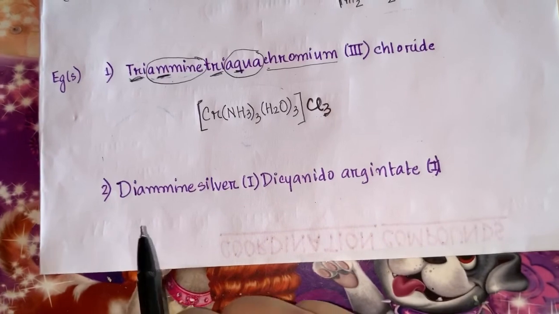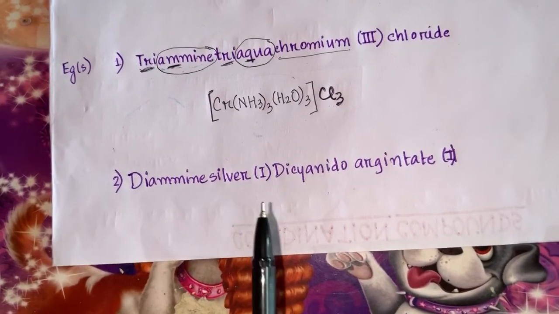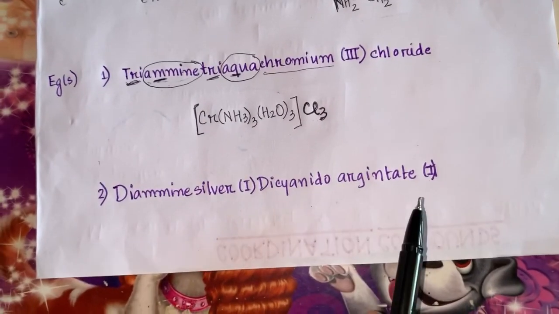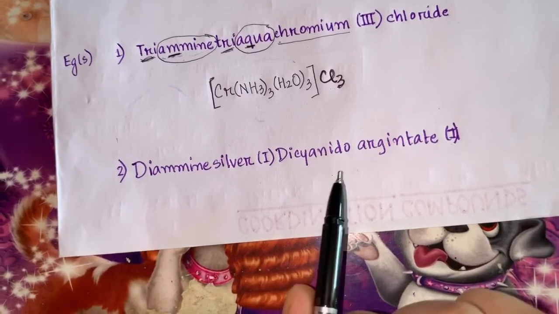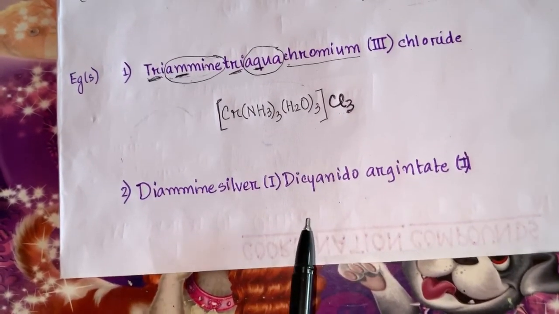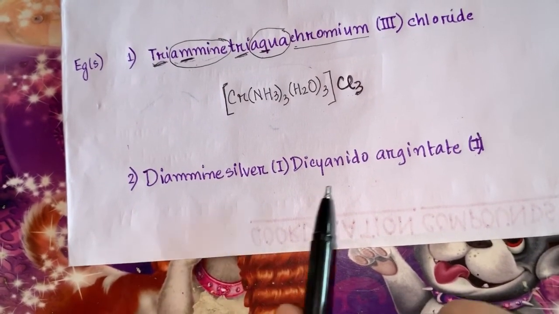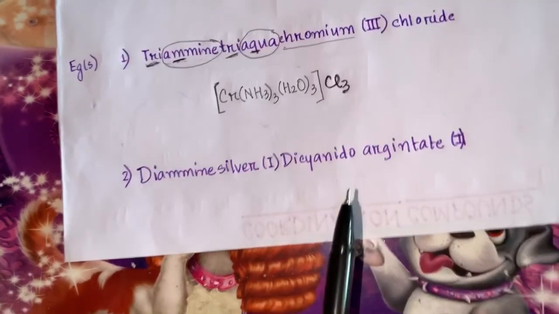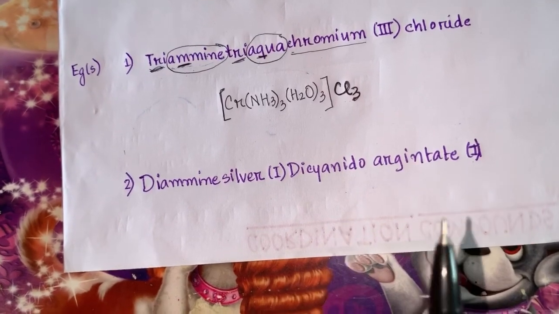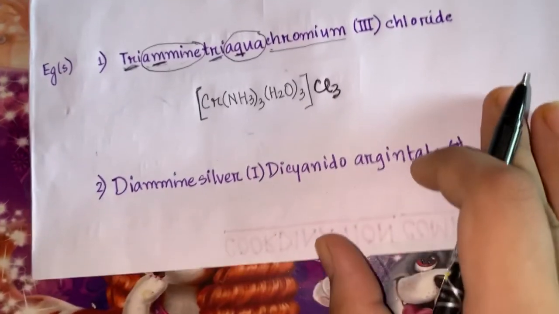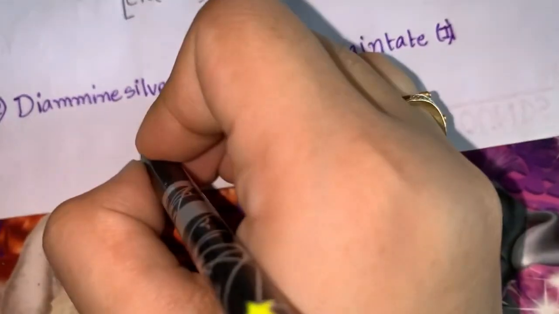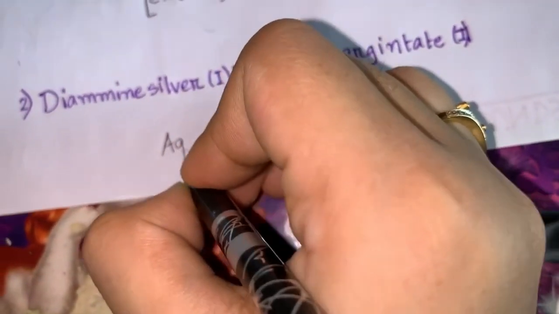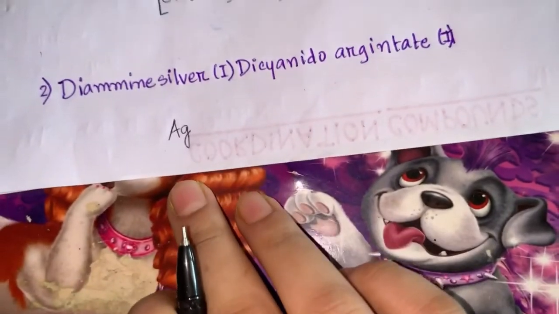Next question is diamminesilver(I) dicyanoargentate(I). So here this is the case where we are having two coordination entities. That means the cation as well as the anion are present within the square brackets. So let's name it. Silver is the central metal atom here, Ag, the abbreviation for silver.